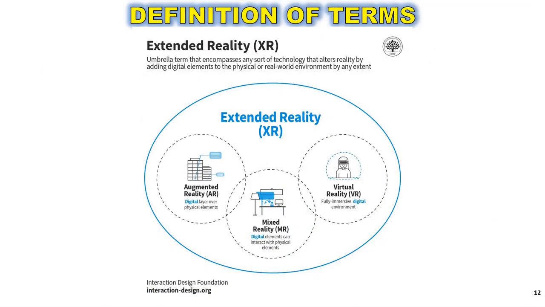There is a technical word called extended reality or XR that encompasses any sort of technology that alters reality by adding digital elements to the physical or real-world environment by any extent. The augmented reality AR, mixed reality MR, and virtual reality VR are subsets of the extended reality XR.